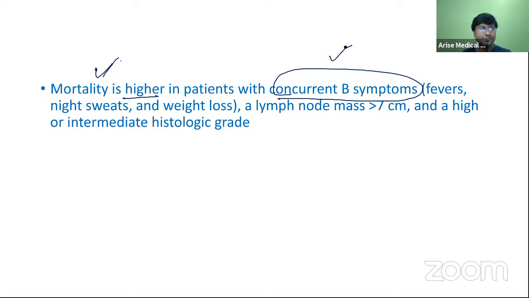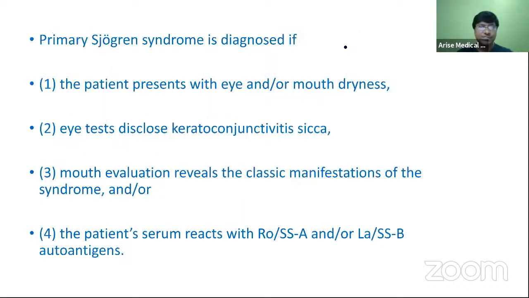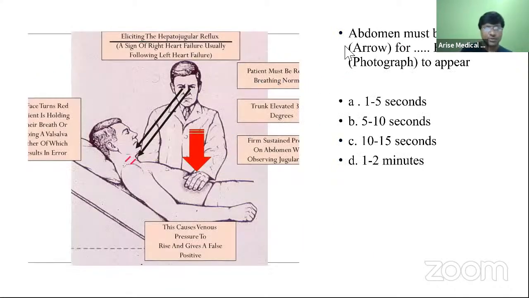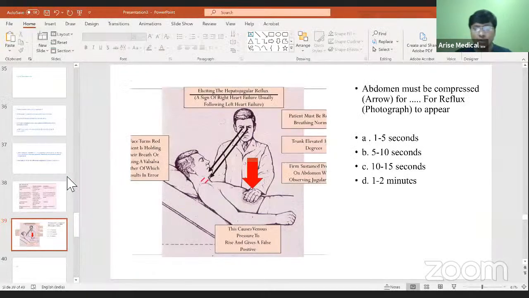Next, we will take up one image-based question. After this, we will wind up the session, so this is the last question for this session. You see this? I don't know whether you are able to see this or not. Now it is better for you if I am not wrong. Abdomen must be compressed for how long for the reflex to appear?